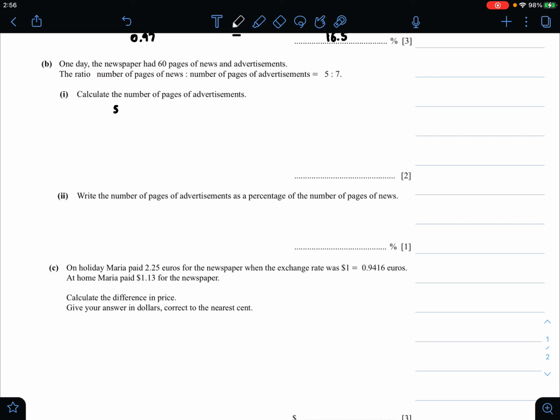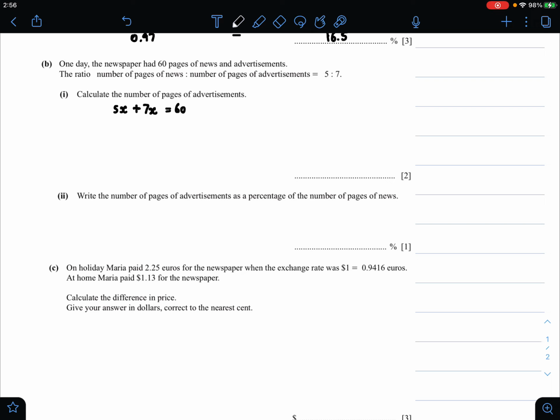So we can say that the number of pages of news is 5x of the whole amount, and the number of pages of advertisement would be 7x of the whole amount. If we add both of them, the total would be, as they've given us, 60 pages. So now all we need to do is find the value for x and then multiply it by 7 to find the number of pages of advertisement, because the portion of pages of advertisement is 7 out of 12, that is in the ratio that they've given.